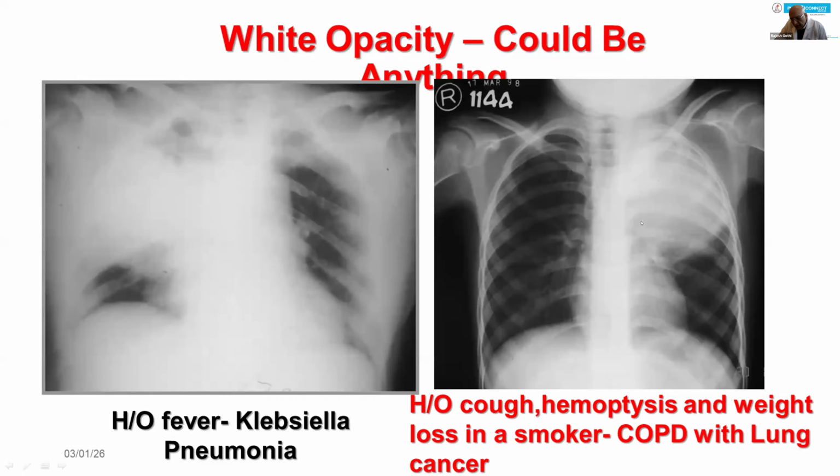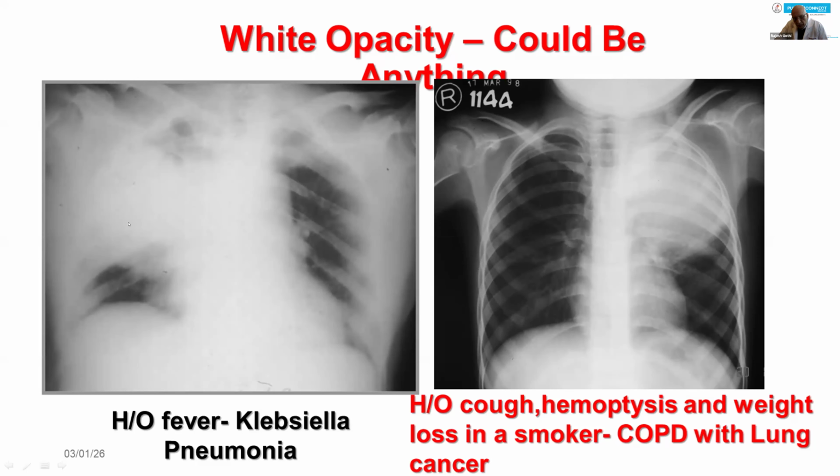And here in this patient, on taking the history, there was a history of fever. And in this patient, there was a history of cough, hemoptysis, and weight loss in a smoker. This was a large bronchogenic carcinoma sitting over here. So if you are not given the history, it is very difficult to distinguish between these two lesions.